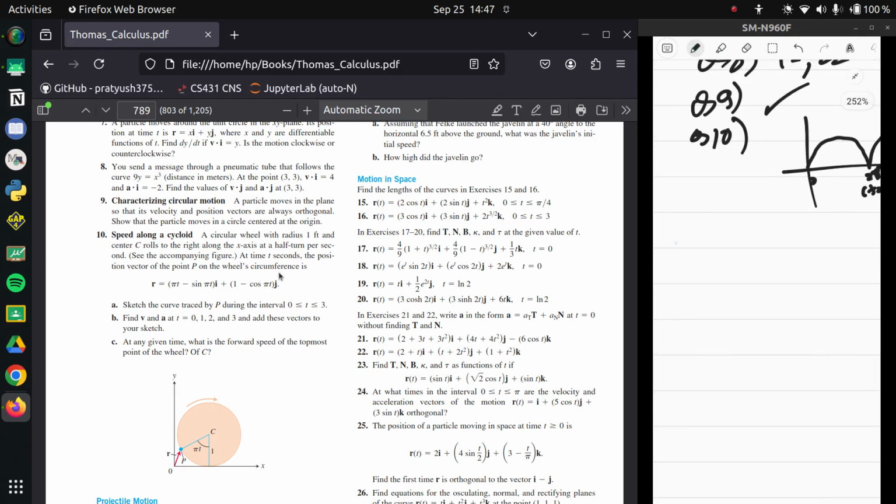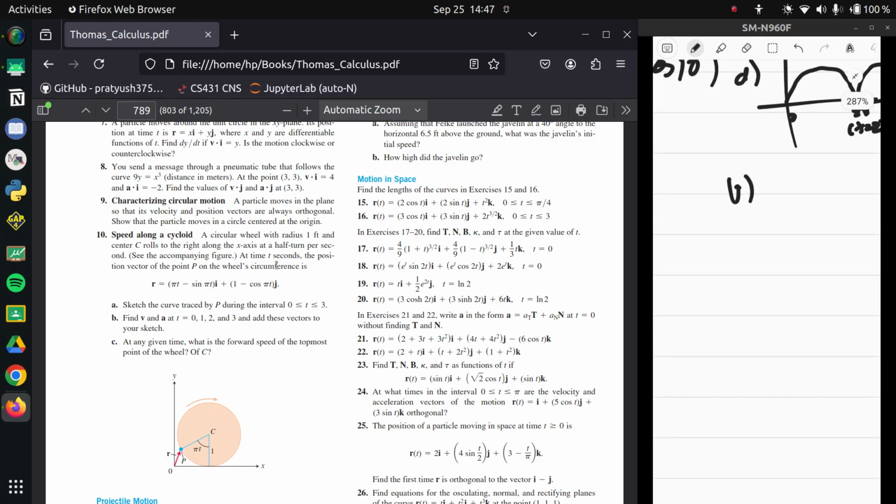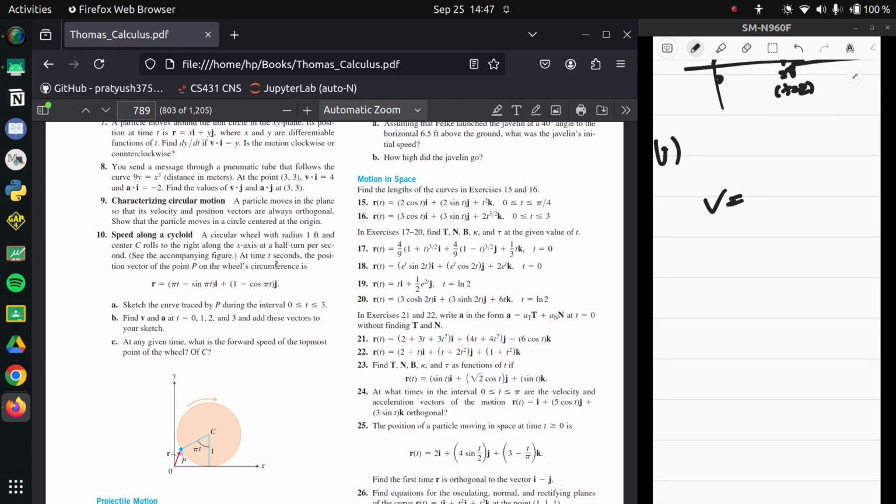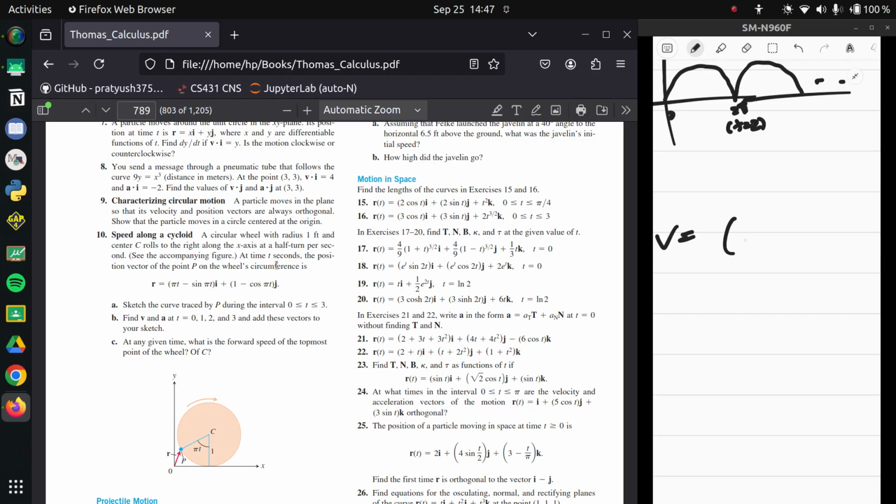Okay, question number 11. So A was the thing. Sketch. Find velocity and acceleration at t equal to 0, 1, 2, 3, and add these vectors at some certain t value. The r vector is already given to us. You could do it directly with the x component plus the angular part, but since you have the r vector, just do it like this. It's just omega comma minus omega cosine.